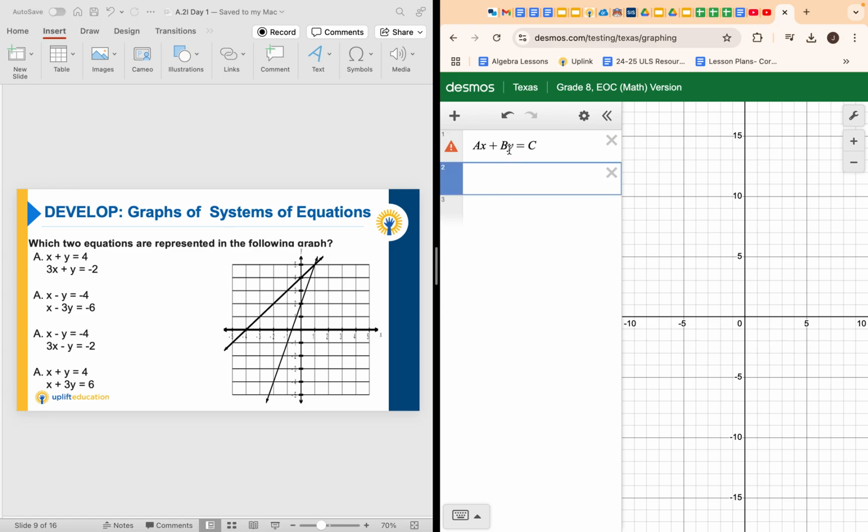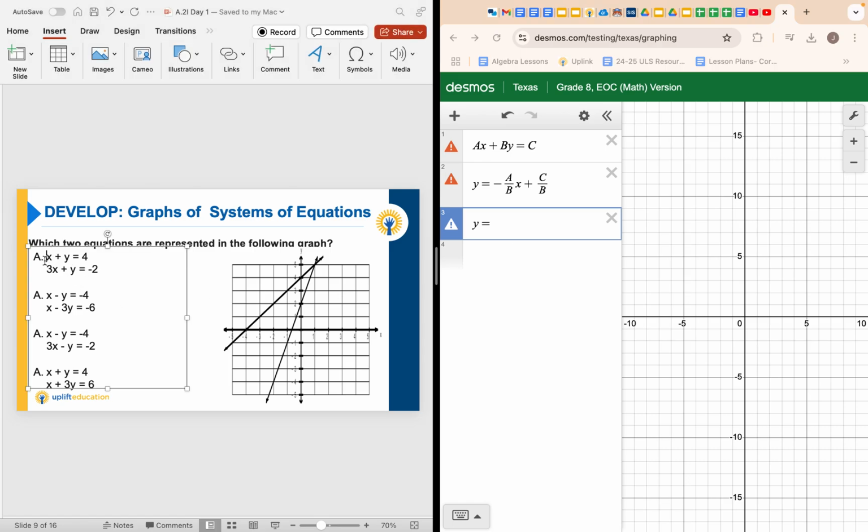But we cannot put those in Desmos. And so what we remember, our trick formula is y equals -a divided by b x plus c divided by b. Alright, so what we're going to do is we're going to type in our equations for each one of these. And so anytime there's not a number in front of the variable, it's just an invisible 1. So I'm just going to type some 1s here just so that we know.